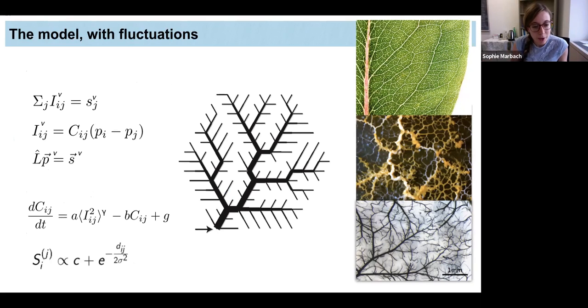Yes, Eleni, I have a question on this adaptation model. So Kirchhoff laws, I get where they come from. They come from Poiseuille law, but where does the adaptation model come from?